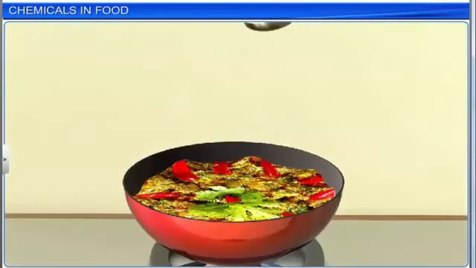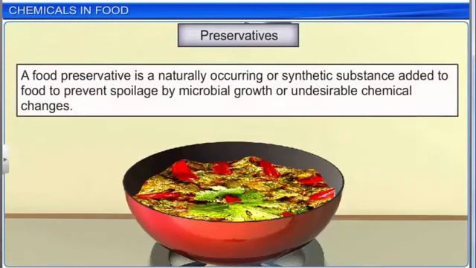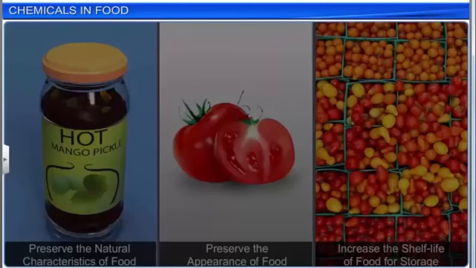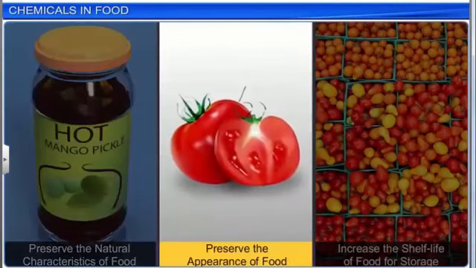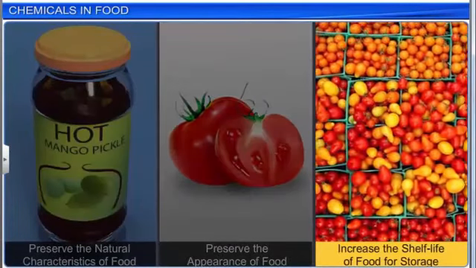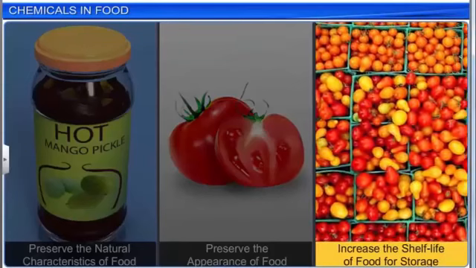Now, let's learn something about food preservatives. A food preservative is a naturally occurring or synthetic substance added to food to prevent spoilage by microbial growth or undesirable chemical changes. Food preservation is basically done for three reasons: to preserve the natural characteristics of food, to preserve the appearance of food, and to increase the shelf life of food for storage.